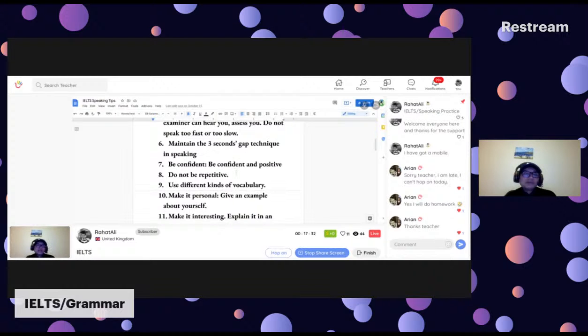Point number, not question, 9. Use different kinds of vocabulary. So that is related to being repetitive. When you're using the same word for explanation, definitely use different kinds of vocabulary. Okay. So if I give you a simple example, like beautiful.